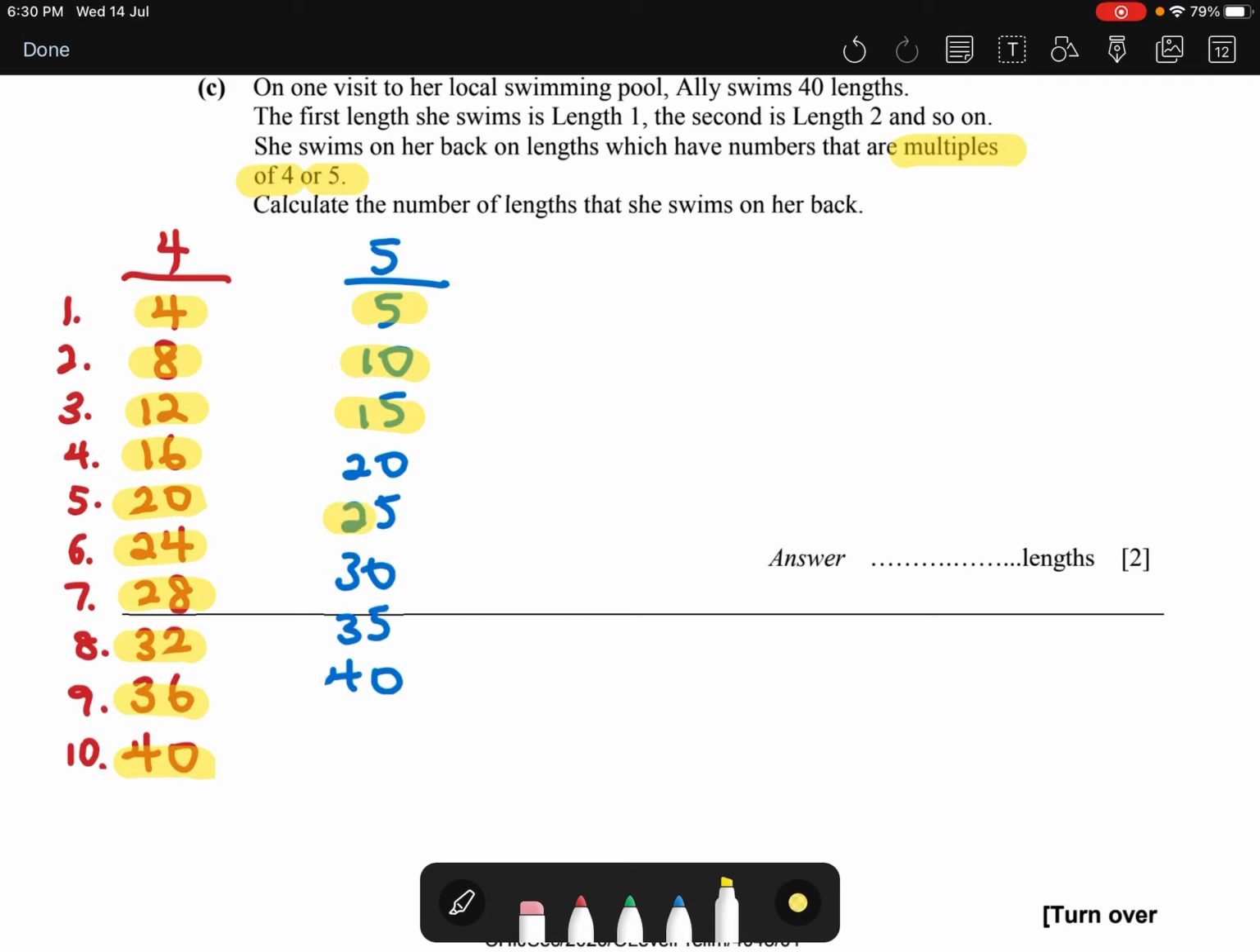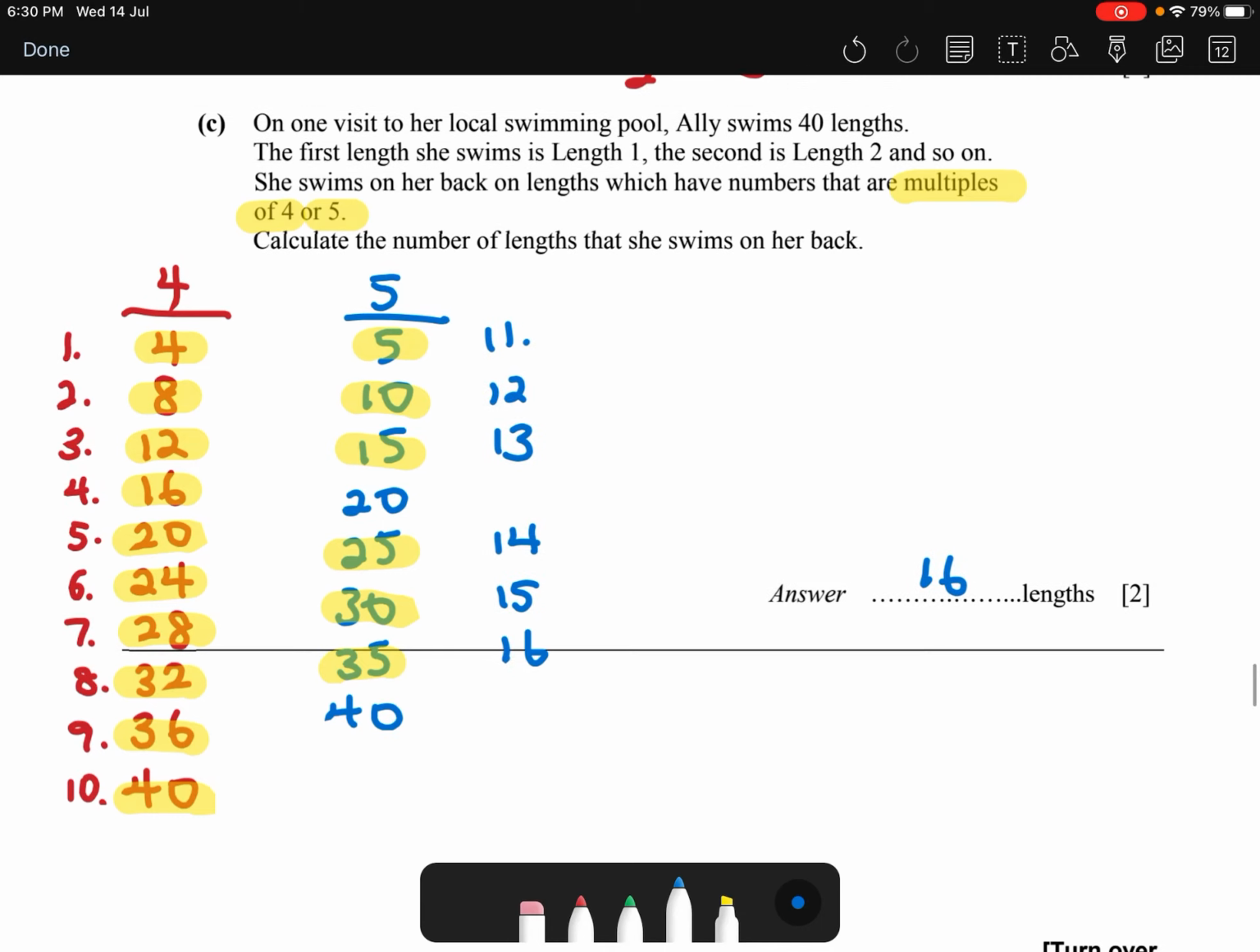Okay, so 25, 30 I count, 35 I also count, because it does not appear in my multiples of 4. The last one is 40. I cannot count it, because I already counted 40. If you count it again, that is what we call double counting. So let's count: 10, 11, 12, 13, 14, 15, 16. So there are 16 lengths that she will swim on her back. Part C is rather tricky, so you need to be careful.